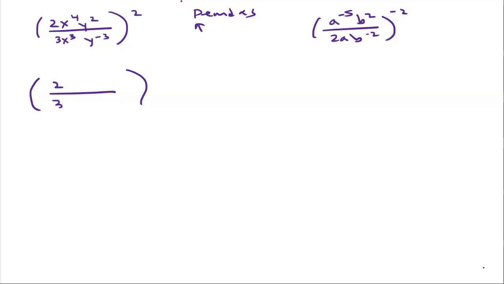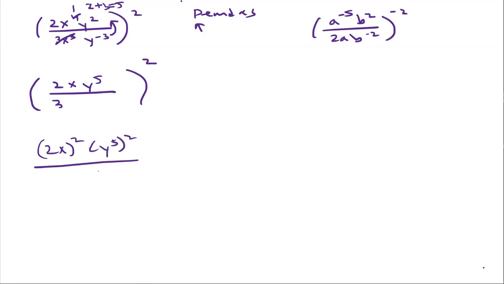We have x to the 4th over x cubed. Well, I can take out all the x's here, and I have one left over here. So I have x. This one here, I could bring it to the top. So that becomes 2 plus 3, which gives us 5. So this becomes y to the 5th. Okay? And then this is being raised to the power of 2. Now I can distribute that too. So this is 2x raised to the second power, y to the fifth raised to the second power, and then 3 raised to the second power. So that gives us 4x squared, y to the 10th over 9.